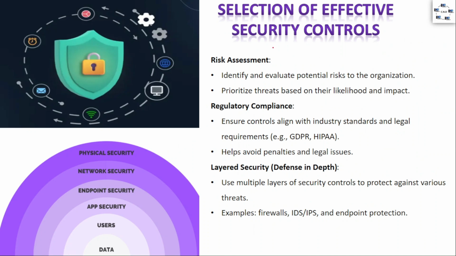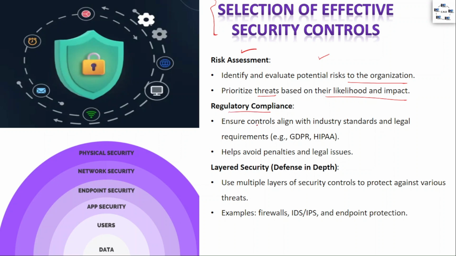Risk assessment. We now have the topic of the selection of effective security controls, and the first terminology is risk assessment, which identifies and evaluates potential risk to the organization, and it prioritizes threats based on their likelihood and impact. So you first identify the threats and then prioritize them based on their likelihood, that is, how likely it is for this threat to occur, and what the impact is.